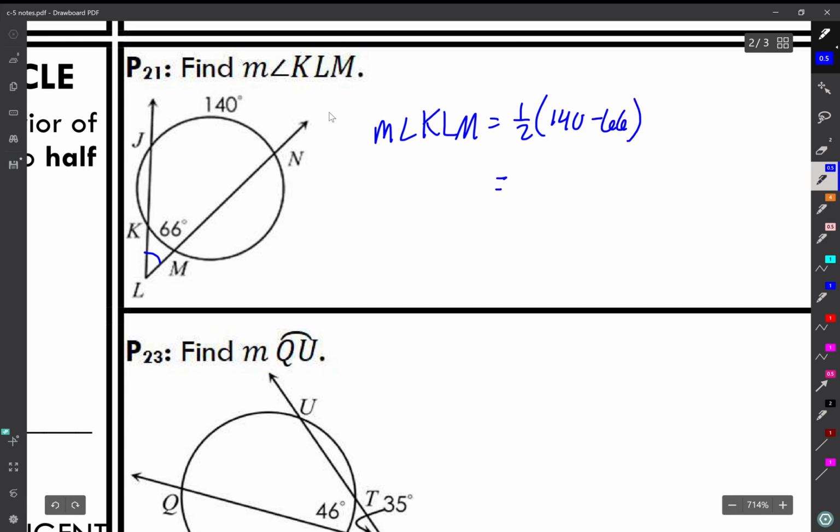Okay, so 140 minus 66 in my calculator gives me 74. Then we take that and divide by 2 to get that the measure of this angle is 37 degrees. That's it.